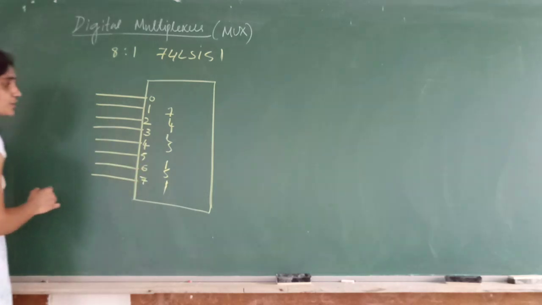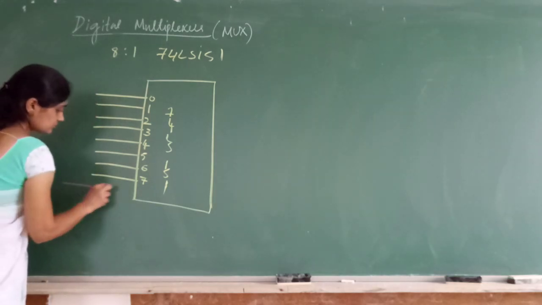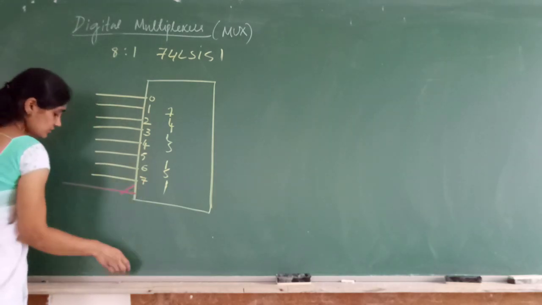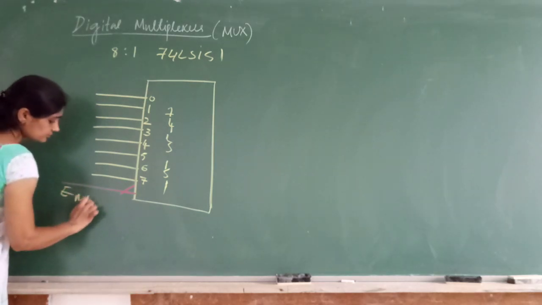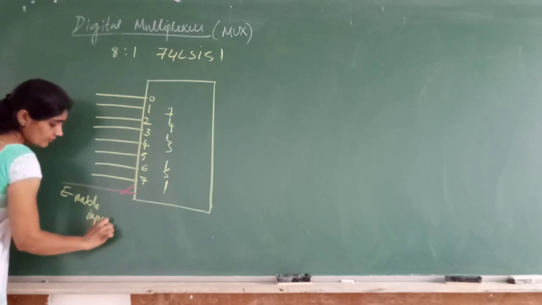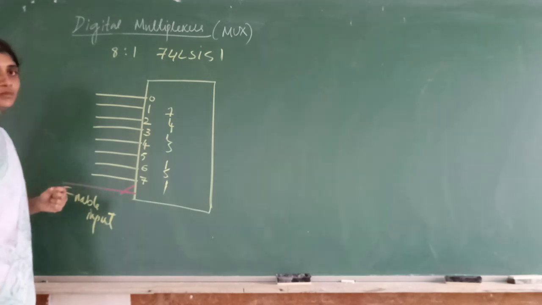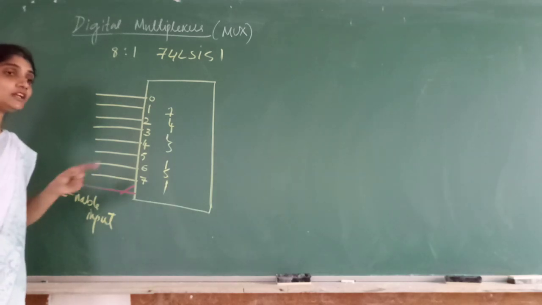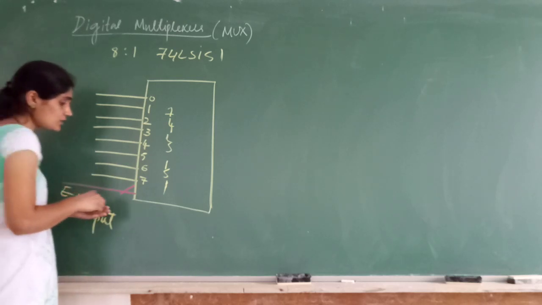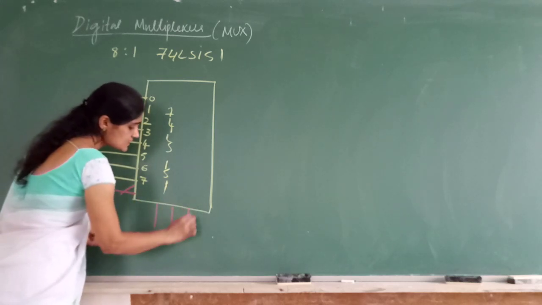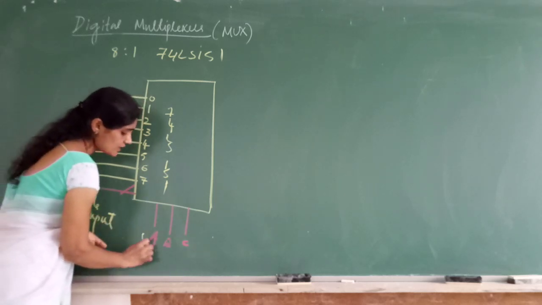Okay, 8 inputs we have. One enable input, which is active low. So to select one out of 8 inputs, how many select inputs do we want? 8 is equal to 2 power 3. So 3 select inputs we want. So A, B, C are the select inputs. So 3 select inputs we have.